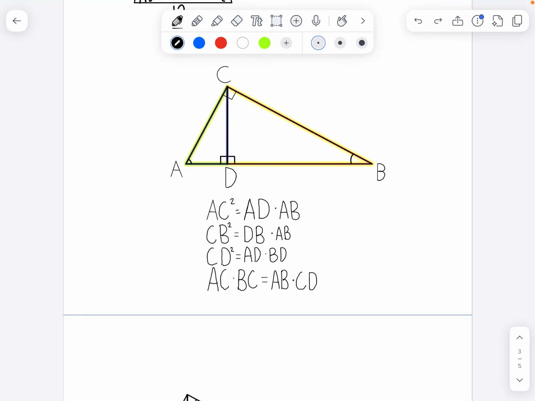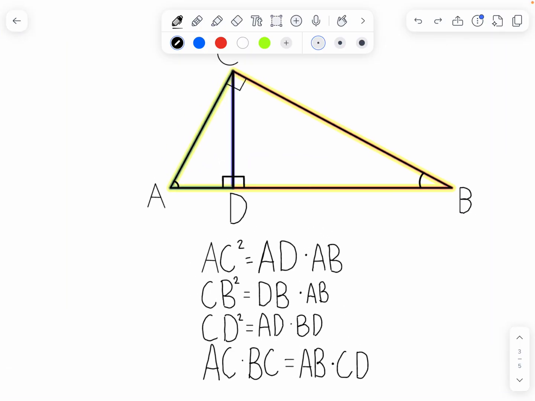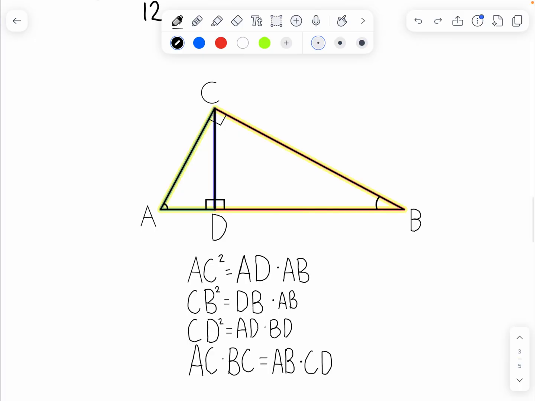In this video, we are going to be learning about Euclid's theorem for right triangles. So let's get started. First, we need to understand Euclid's theorem.